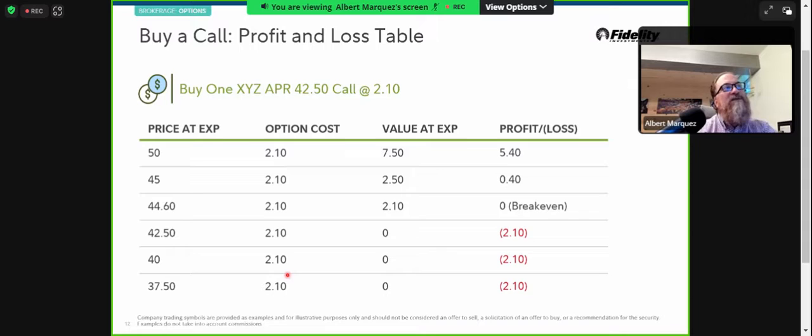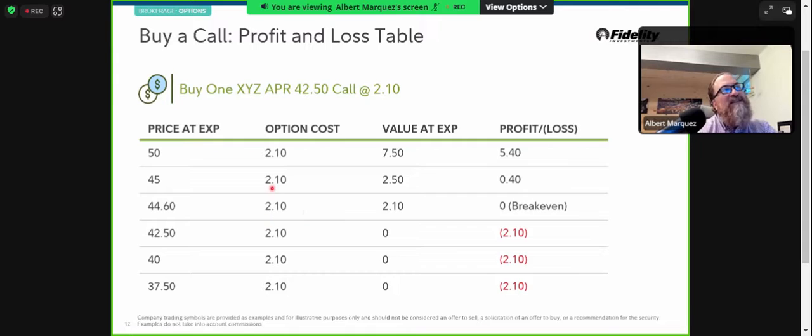Now, let's think about it going the opposite direction. What if it goes up? The first thing we have to factor in is what's called the break even. What does that mean? That simply means at what point do you not lose anything on the trade? You just break even. It's a zero-sum game. That point is the strike price, that 42.50, plus the premium you paid, that $2.10. If we add those together, we find that 44.60 would be our break even. And if we work through that table and the math, we can see why that is.